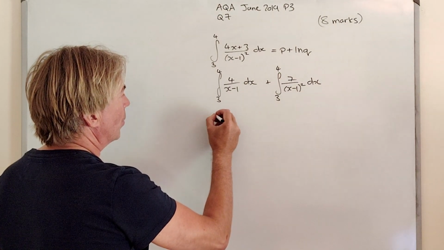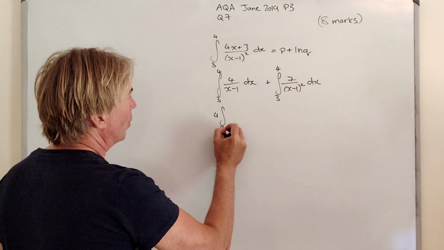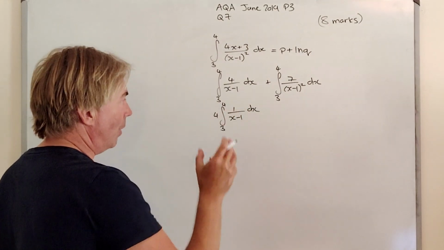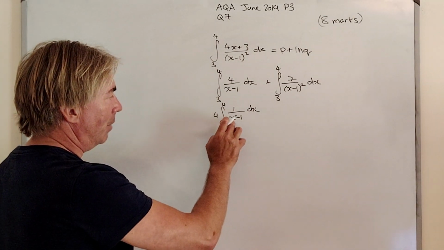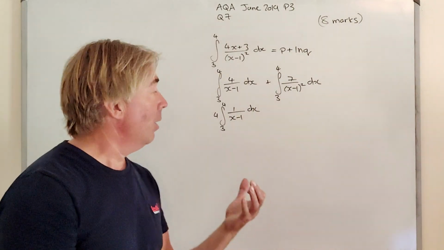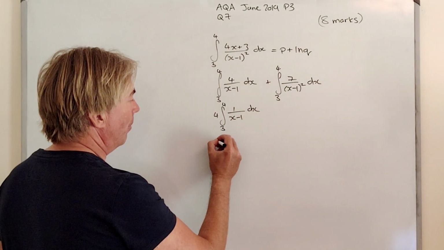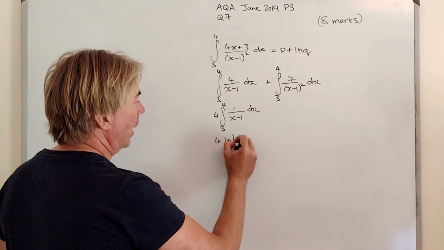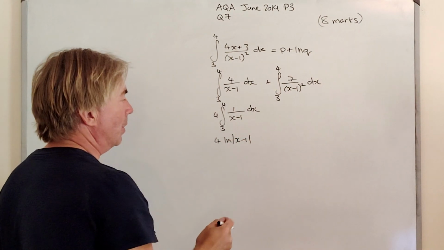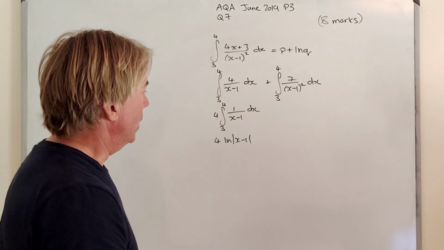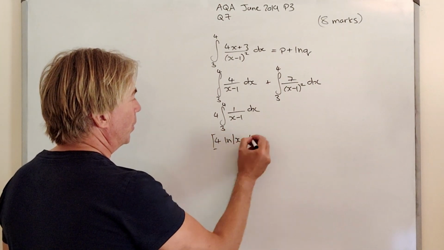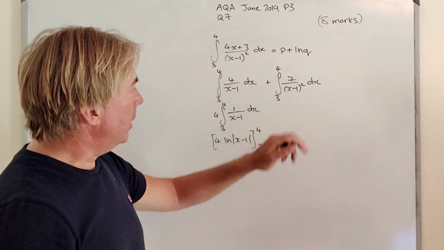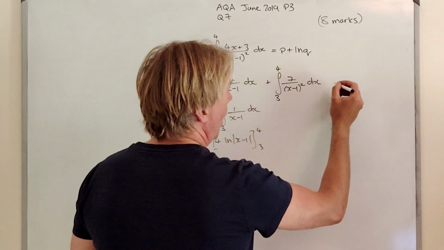So the first integral is simply going to be 4 lots of the integral between 3 and 4 of 1 over (x − 1) dx. Pretty straightforward by inspection. If you differentiate the bottom and get the top, this is why I've taken the 4 out, then I know it's going to be ln of the bottom function. So it's going to be 4 lots of ln|x − 1|. Notice the modulus signs there because it has to be positive, and that's just between 3 and 4. So we'll deal with that separately.